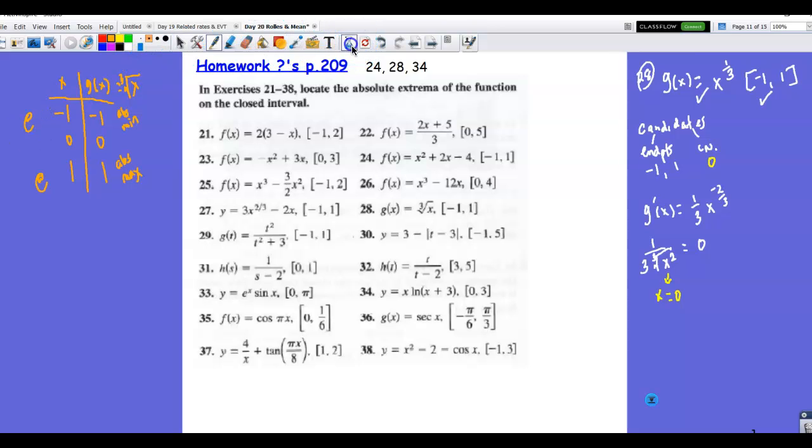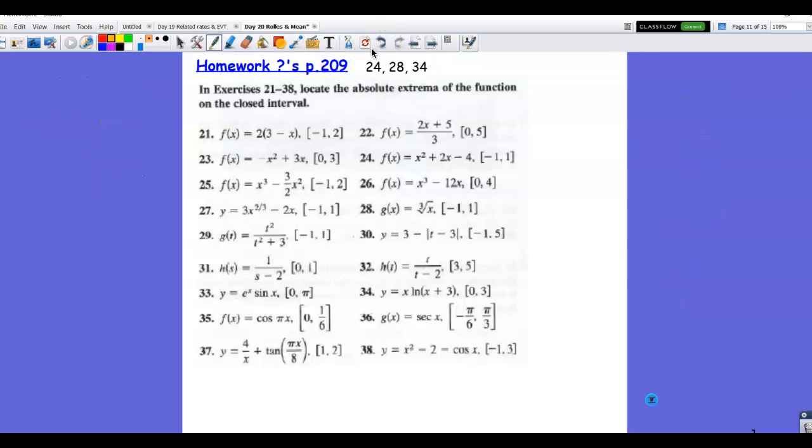And then one more of these, number 34. In 34, we have a function. Let me copy that down. So over here, 34.